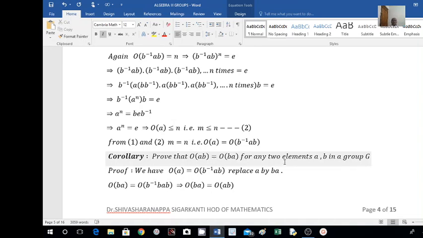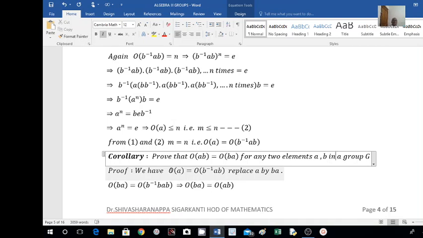For any two elements A, B in the group G, by the previous theorem we have order of A equals order of B inverse AB. This is the known result. In this result, I will replace A by BA.